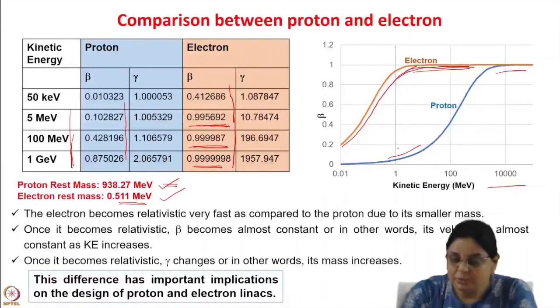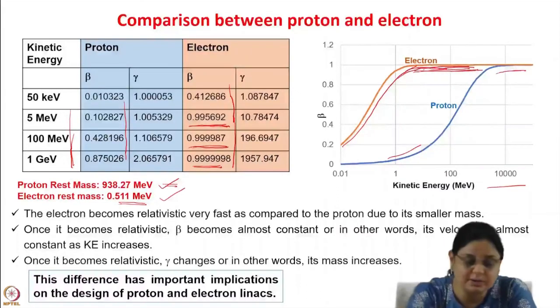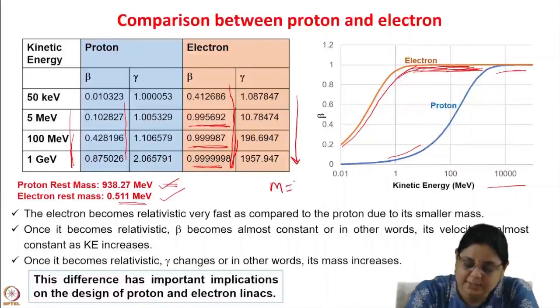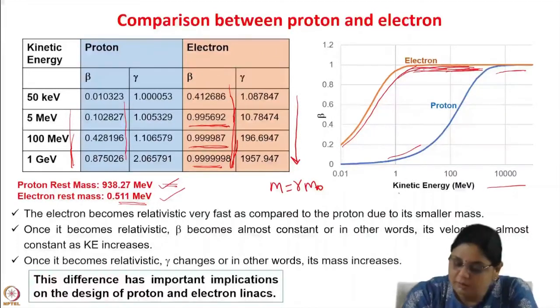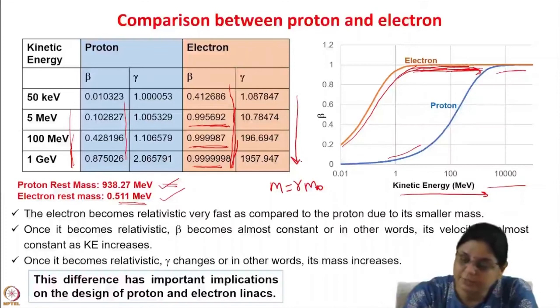Okay, so now what happens when you accelerate the particle from, let's say, 1 MeV to 1 GeV? The velocity is not changing much. The velocity is almost constant for the electron. What is changing here is the mass, because gamma is changing. If you look at the values of gamma for the electron, there is a huge change. So here you know that mass is equal to gamma m0. As kinetic energy is increasing, the velocity is not increasing for the electron, or increasing very minorly. What is increasing is the mass of the electron.